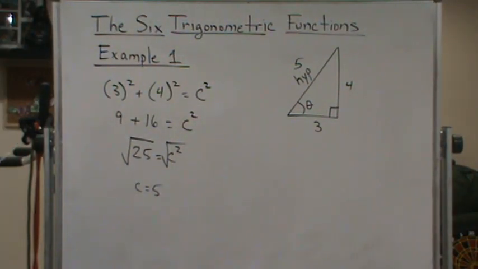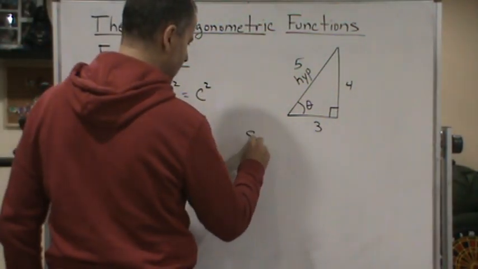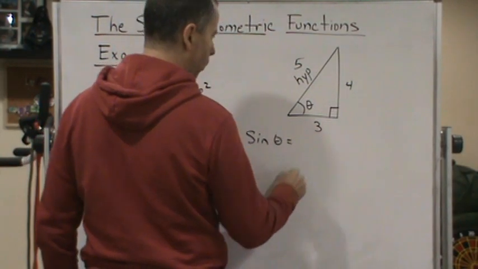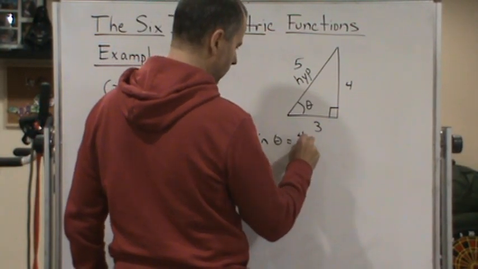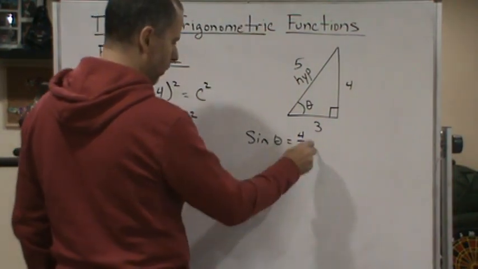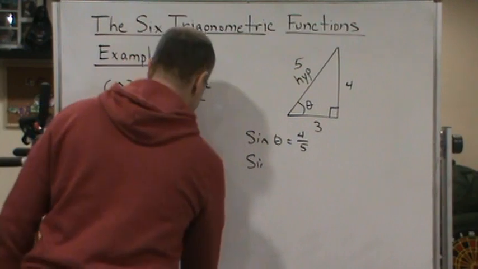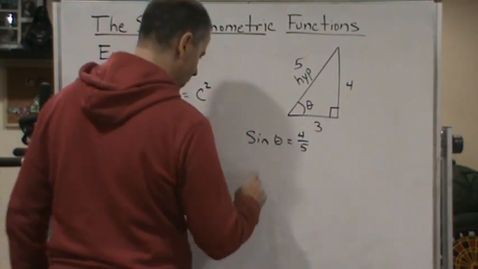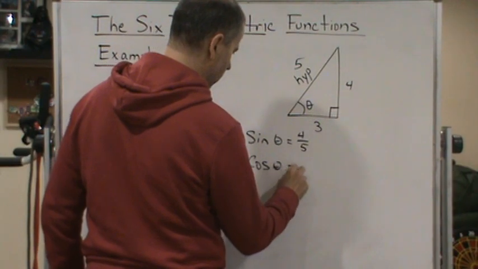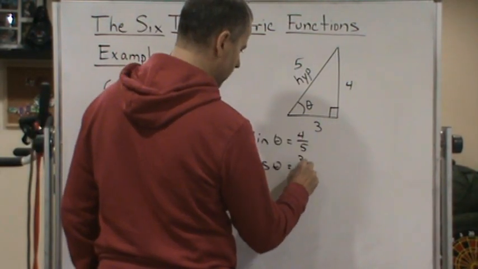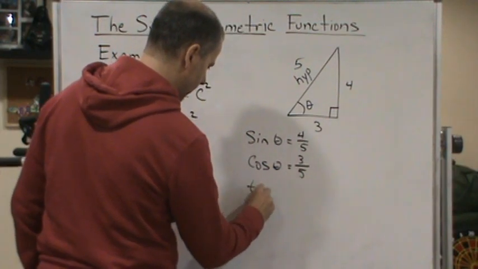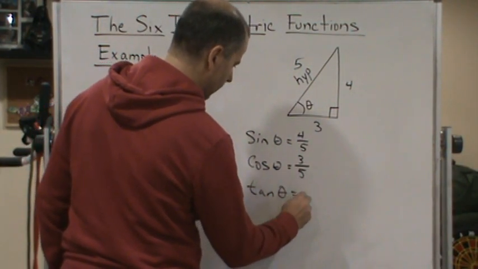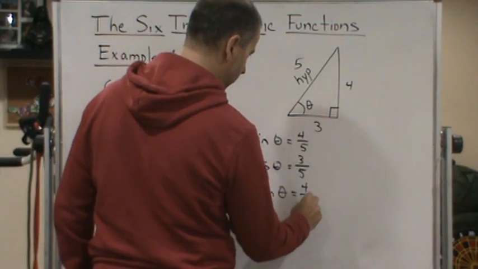Okay. So now, using this, let's evaluate all of the 6 trigonometric functions. So now we know that sine of theta has to equal what? Opposite over hypotenuse. So that's 4/5. You might remember seeing this before. Cosine is adjacent over hypotenuse, so that's going to be 3/5. And then tangent theta is opposite over adjacent, so that's 4/3, right?